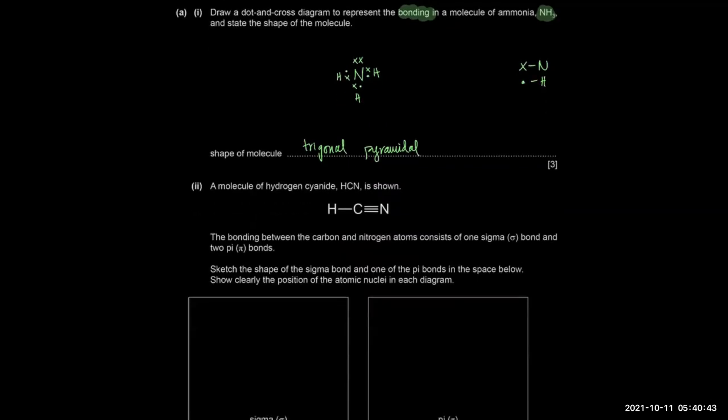Okay, a molecule of hydrogen cyanide is shown. The bonding between the carbon and the nitrogen atoms consists of 1 sigma and 2 pi bonds. Sketch the shape of the sigma bond and one of the pi bonds. Show clearly the position of the atomic nuclei in each diagram.